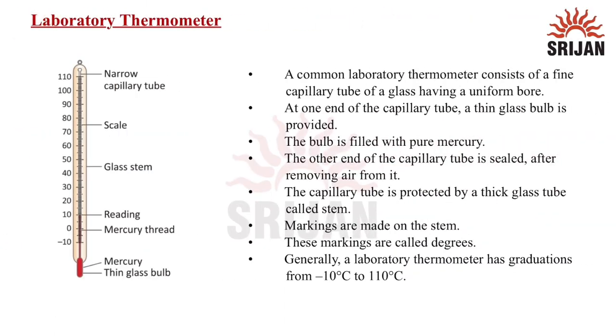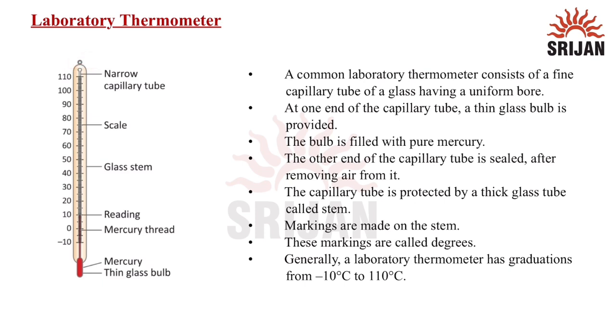Laboratory thermometer. A common laboratory thermometer consists of a fine capillary tube of glass having a uniform bore. At one end of the capillary tube, there is a thin glass bulb provided. This is a thin glass bulb. Now the bulb is filled with pure mercury. On the other end, the capillary tube is sealed after removing air from it.